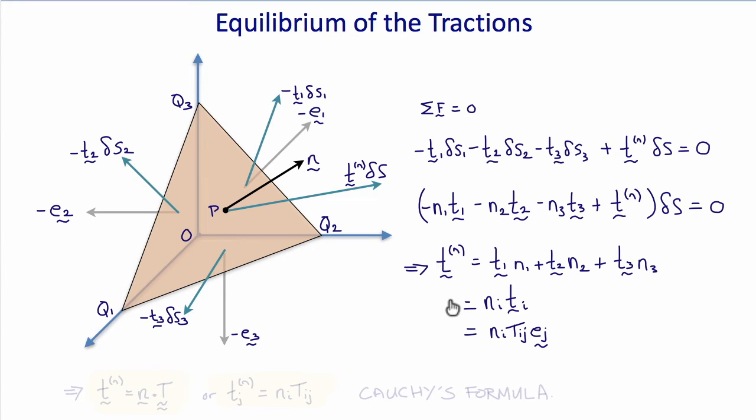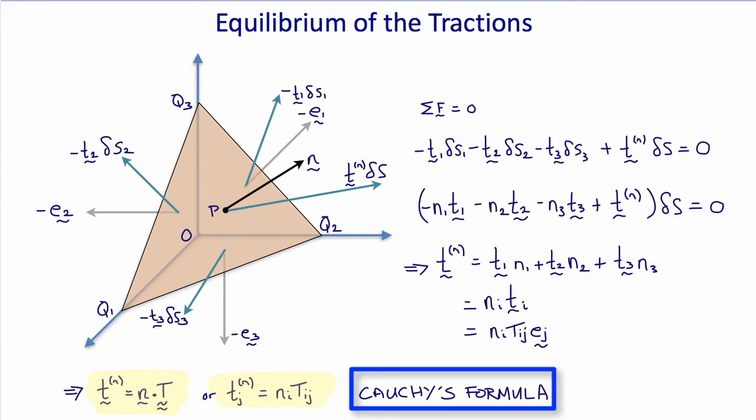In other words, the traction vector T equals Ni Ti, and from our previous definition, Ti, the tractions acting on each of the faces, are Tij Ej. So this therefore gives us that the traction acting on the surface with unit normal N, T superscript n, is equal to N times T, or in component notation, Tj superscript n equals Ni Tij. And this is Cauchy's formula. This is the general equation defining the stress tensor.